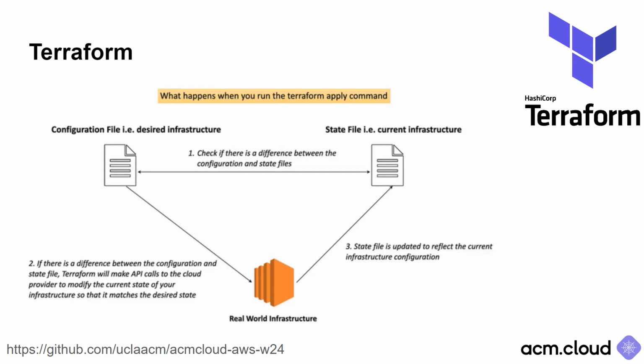Then it moves on to see if there's actually a difference between the config and state files. If so, Terraform makes the proper API calls to your cloud provider to modify the current state of your infrastructure so that it matches the desired state. Once it does so, the last step is to update the state file so that it reflects the current infrastructure configuration. In the end, the state file will match our config file.